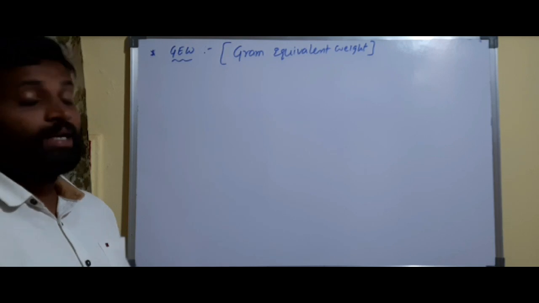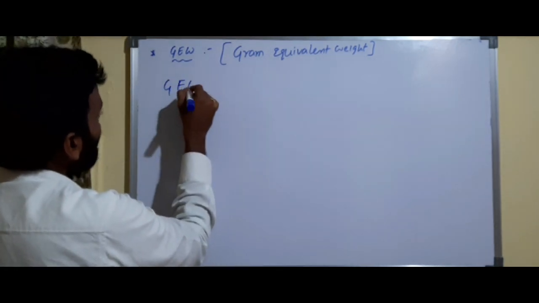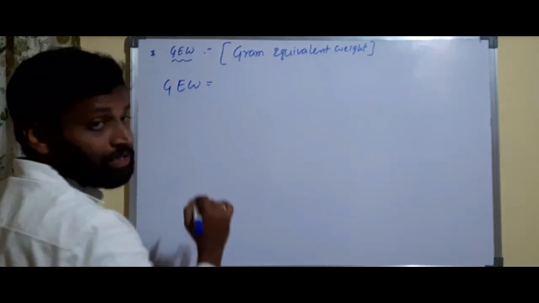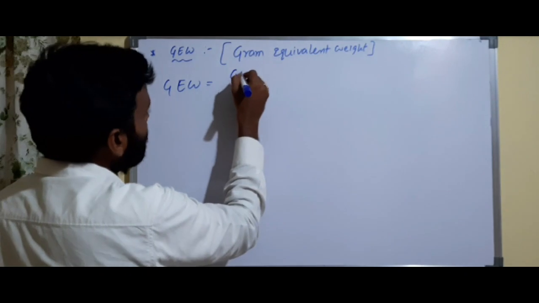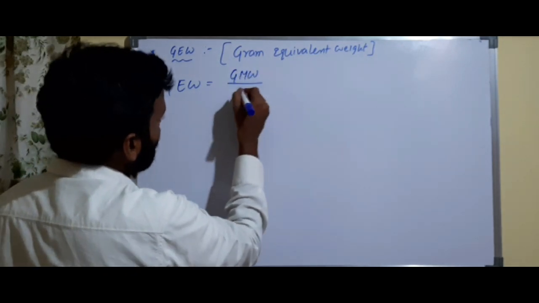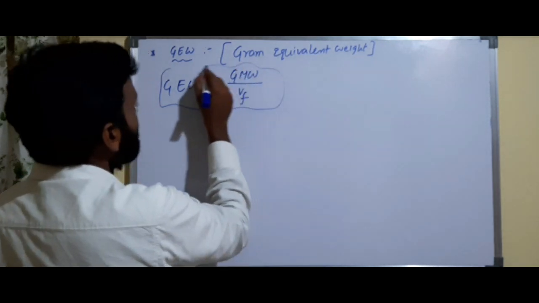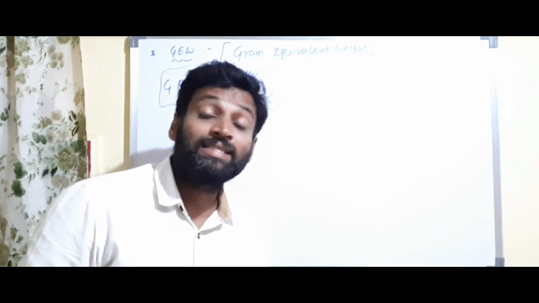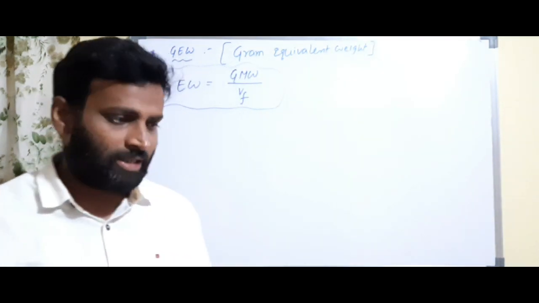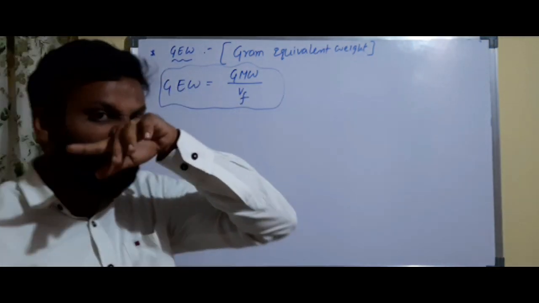Simply, gram equivalent weight is the ratio of gram molecular weight by VF. What is VF? Valency factor. Very, very important. In first year it is important, and in second PU also this is very, very important.